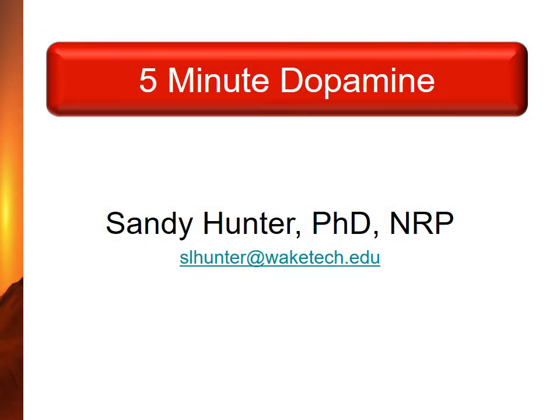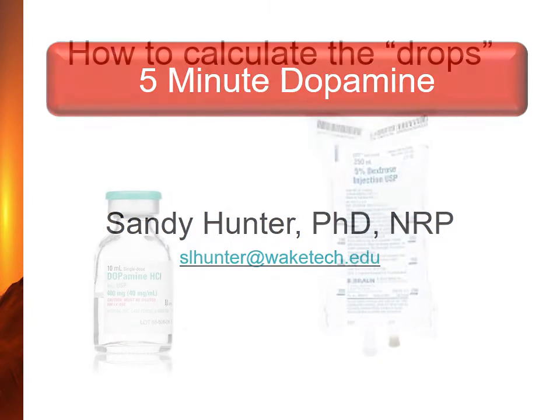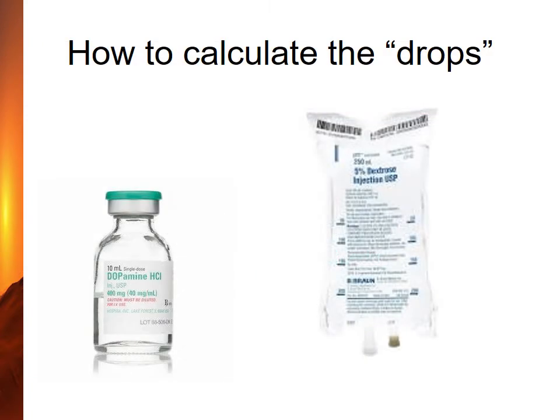Welcome. In this demonstration, we're going to look at how you can calculate a dopamine drip. There are two methods of calculating the dopamine drip that we're going to cover here. In this case, you're going to see the 400 milligrams of dopamine placed into a 250 milliliter bag of fluid. Now remember that you need to remove an equal amount of fluid from the bag as what you're going to place in from the multi-dose vial.